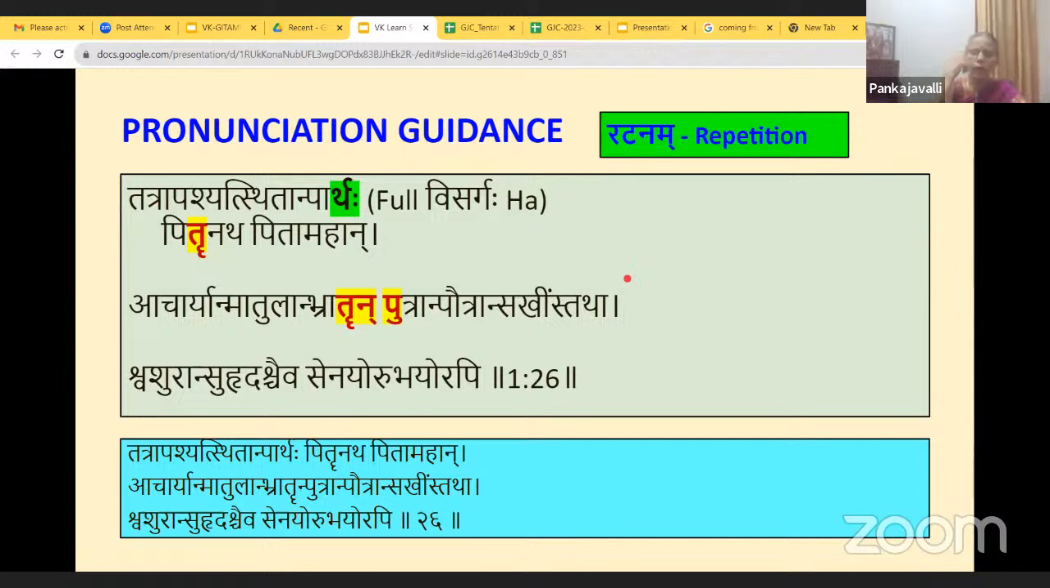Anybody who has learned to read the lipi alone can come. Anybody who knows the Gita sloka can come. Raise your hand, Neela. Neela Ramesh Bhagini. Tatra pashyasthitan partha, pitrunatha pitamahan, acharyan.